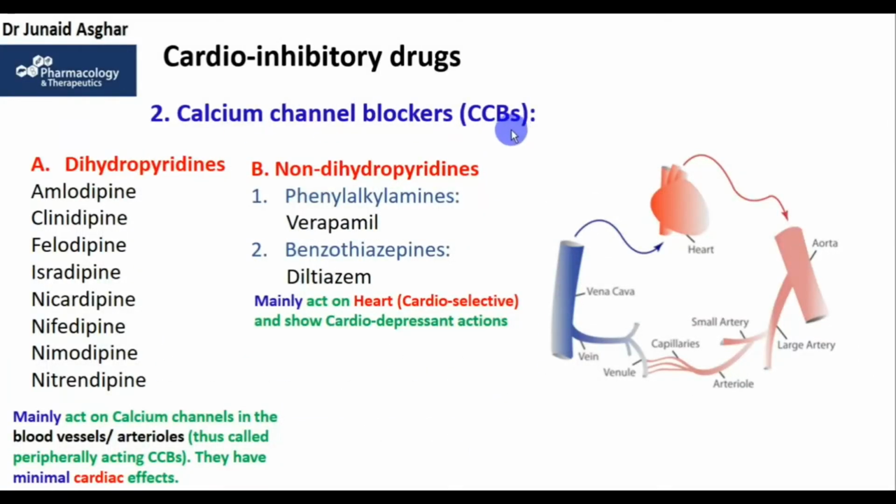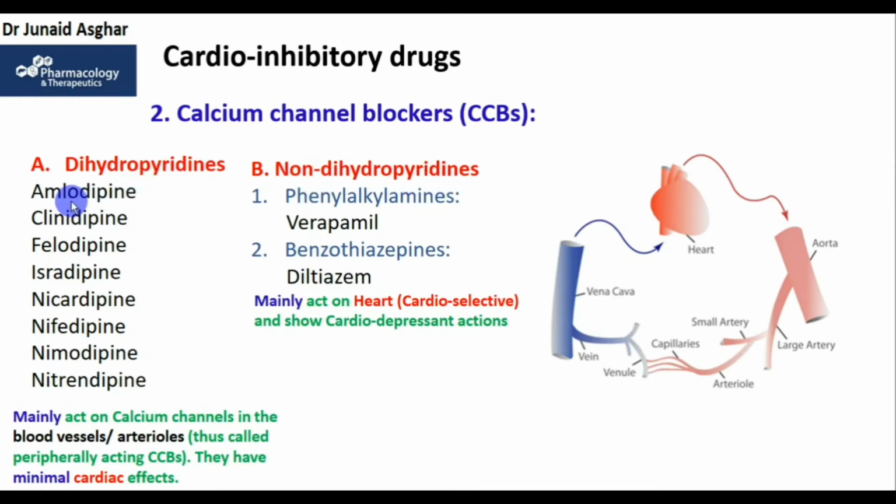Calcium channel blockers, or CCBs. The calcium channel blockers, or CCBs, are also classified as cardio-inhibitory drugs. CCBs are divided into two different chemical classes, dihydropyridines and non-dihydropyridines.